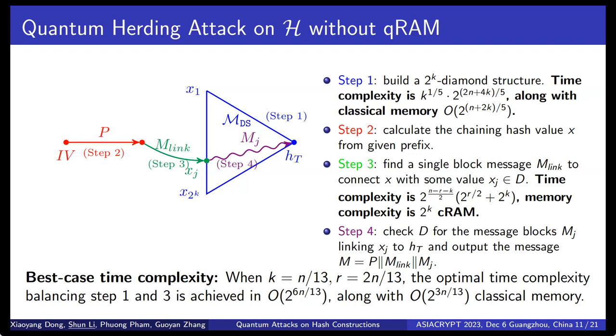So the best-case time complexity is obtained when K equals N over 13 and R equals 2N over 13. The time complexity of step one and step three is balanced, and the overall time complexity is 2^(36N over 13), along with 2^(33N over 13) classical memory.